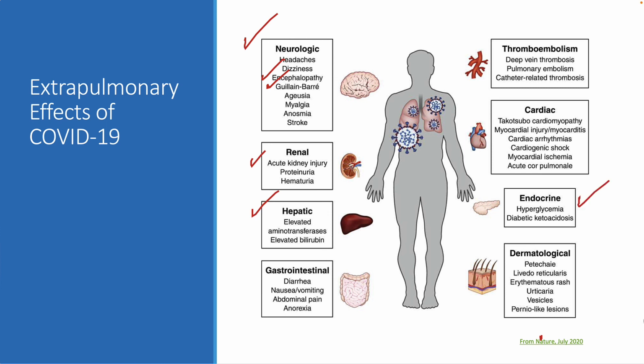Endocrine can cause hyperglycemia, and we can also see diabetic ketoacidosis. I've seen that as well. Thromboembolism, as we talked about. We may see Takotsubo cardiomyopathy, which is essentially stress-induced cardiomyopathy. But the other thing that we are really concerned with in this group is myocarditis. That's another major issue. We don't see it very often, but it's certainly a potential issue.